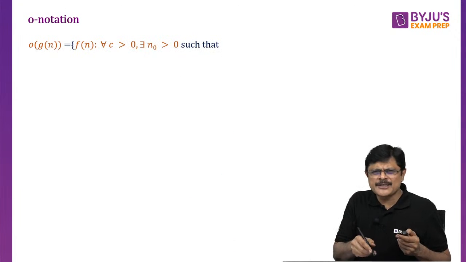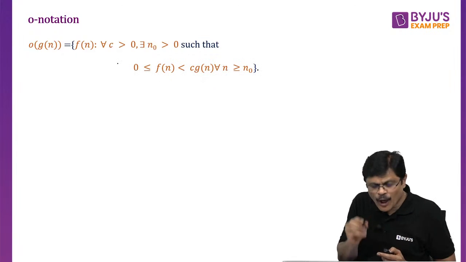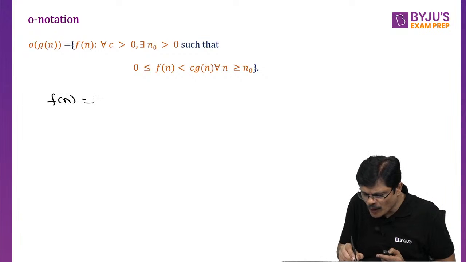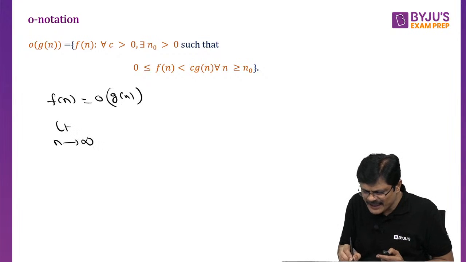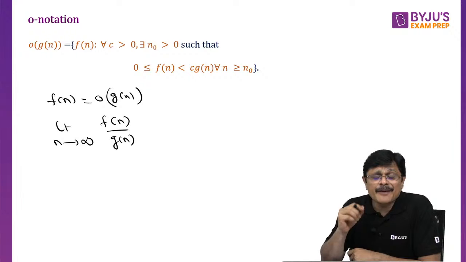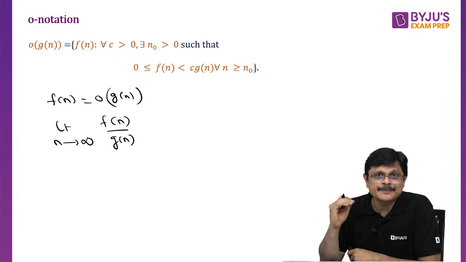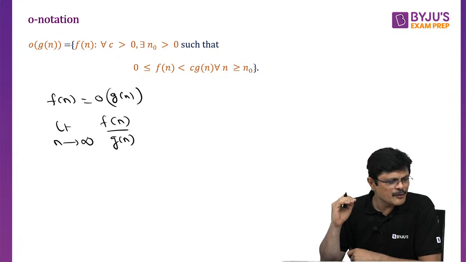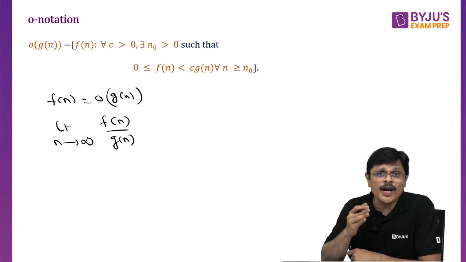So when you say small o of Gn, it is the collection of all functions satisfying this condition. And how do we prove that Fn is small o of Gn? You take the limit as n approaches infinity of Fn by Gn. See here, which one is smaller, Fn or Gn? Fn has the smaller order of growth.